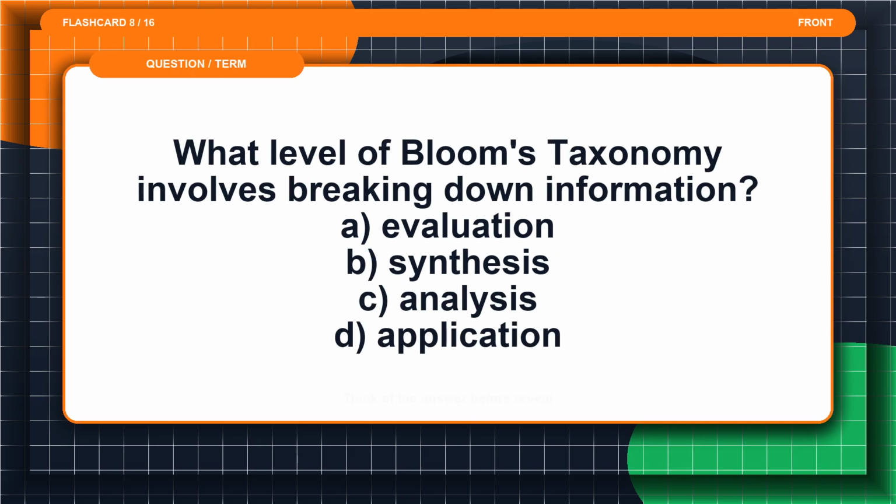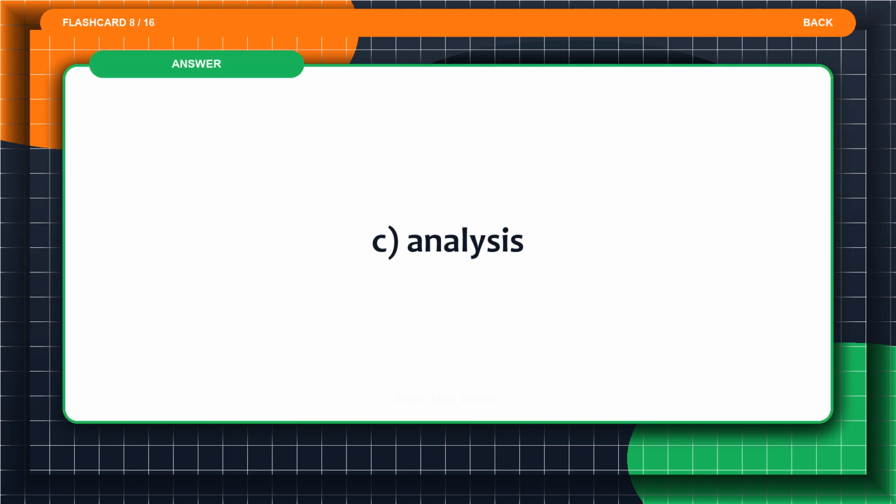Flashcard 8. What level of Bloom's taxonomy involves breaking down information? A. Evaluation. B. Synthesis. C. Analysis. D. Application. Think of the answer before the reveal. The answer is C. Analysis.